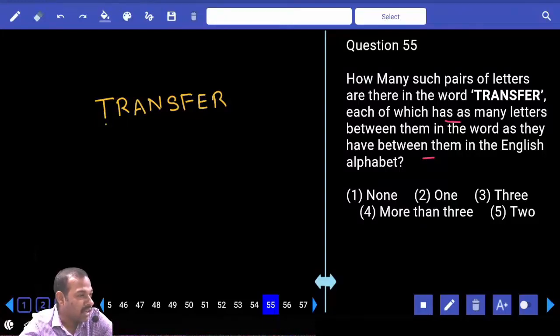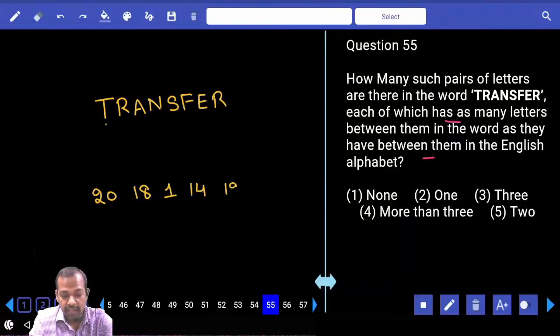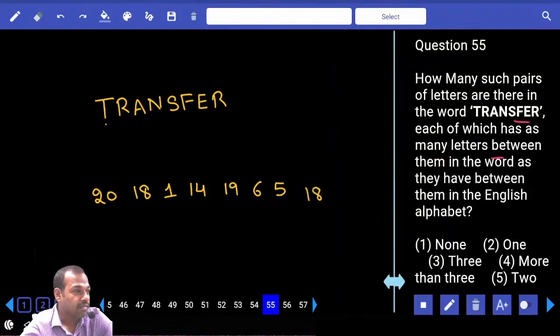Do you know the place values of these letters? T place value, R place value, A place value, N place value, S place value, F place value, E place value, R place value. 20, 18, 1, 14, 19, 6, 5, 18. Good, very good.